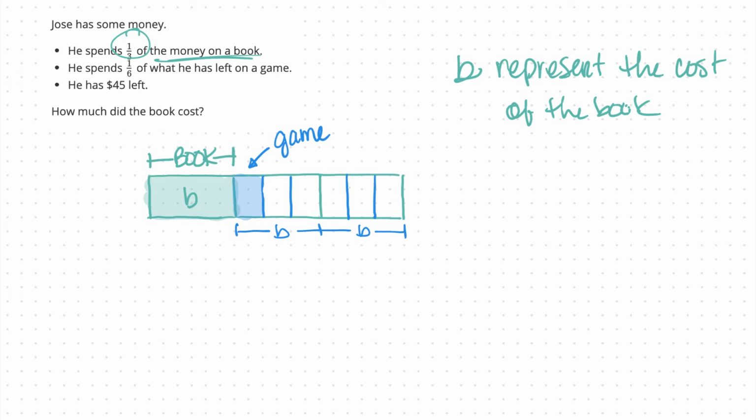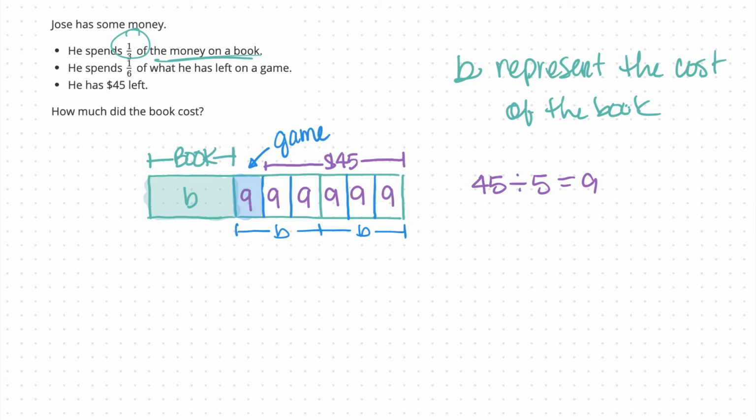Then on the next part of the question, it says he has $45 left. So after he spends money on a book and on his game, he's left with this section here, and it's saying he's got $45 left. Now, all of these are equal parts, so I can take 45 divided by 5, which gives me 9. So this is 9, 9, 9, 9, and 9. And since all of these were equal parts, because the game was 1/6 of what he had left, we know that this is also 9.